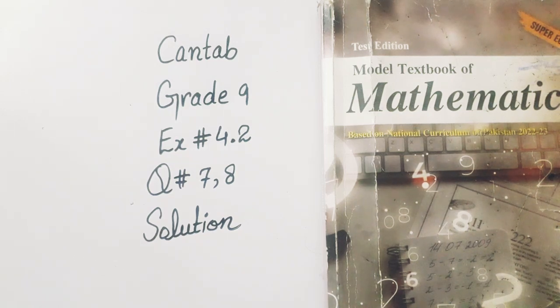Today we are going to solve exercise 4.2 from Cantab Grade 9, questions number 7 and 8, related to factorization and applying the cubic formula. We will do these questions in a very easy and simple way.